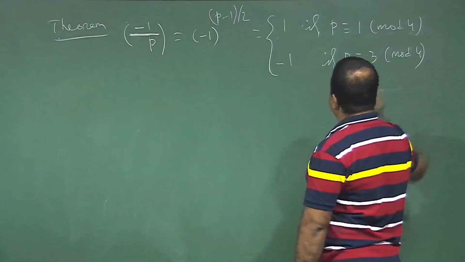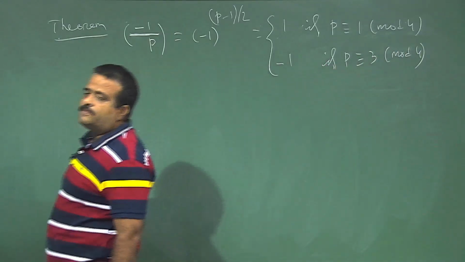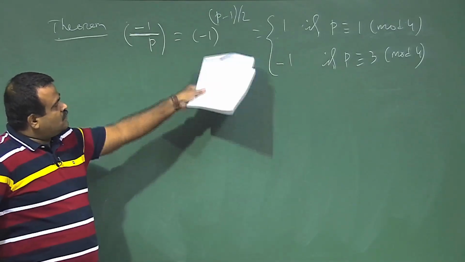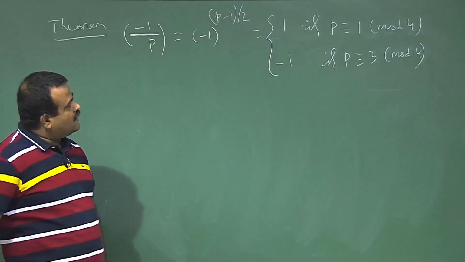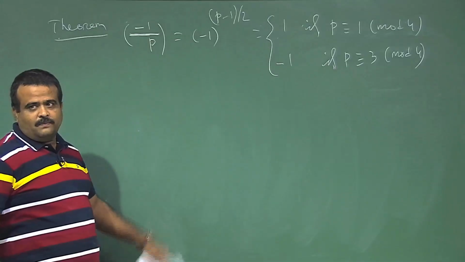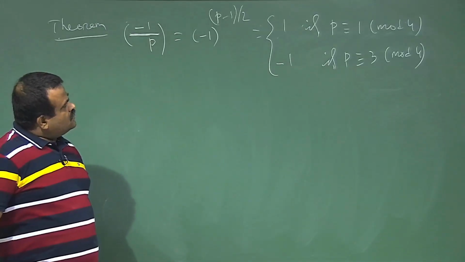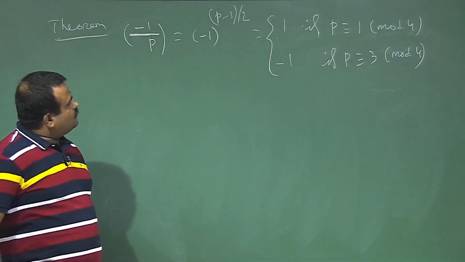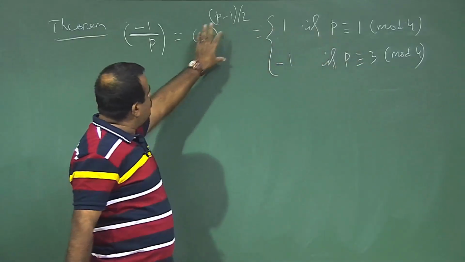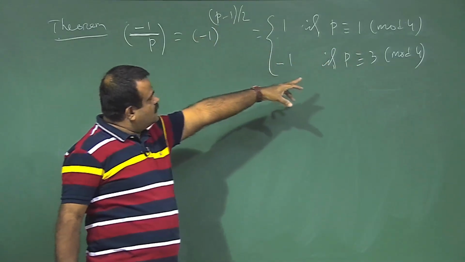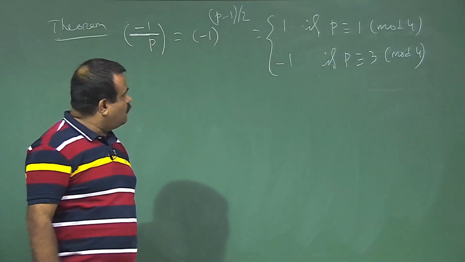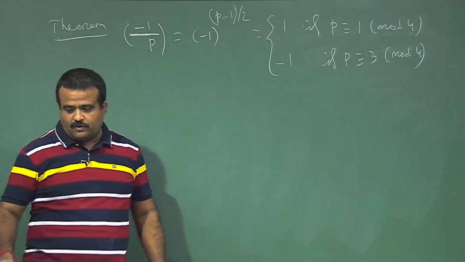Since p is prime, p is either congruent to 1 mod 4 or congruent to 3 mod 4, because the other two options, 4k and 4k plus 2, do not give us p prime. So, if p is congruent to 1 mod 4, we can put this value and we will get 1, and if p is congruent to 3 mod 4, it will give us minus 1. So, this proof is also straightforward.